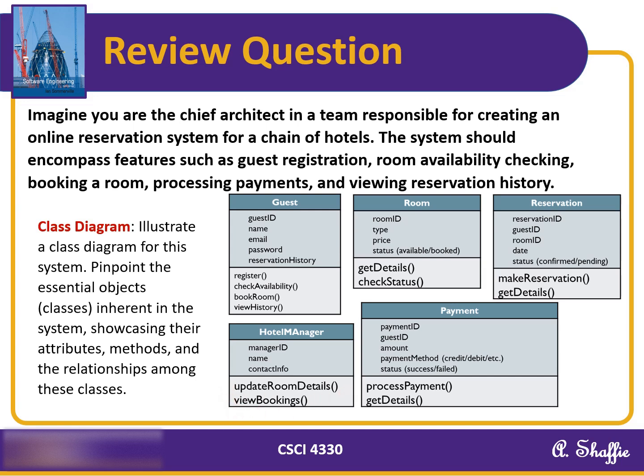Of course, this is not a complete class diagram. Why is it not a complete class diagram? Because there is something missing. What is missing? The missing part is the association. How these classes interact together.